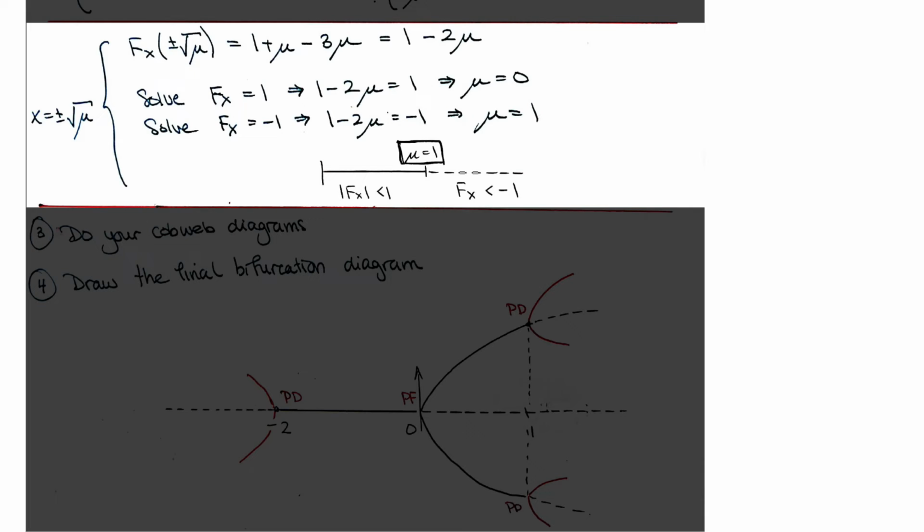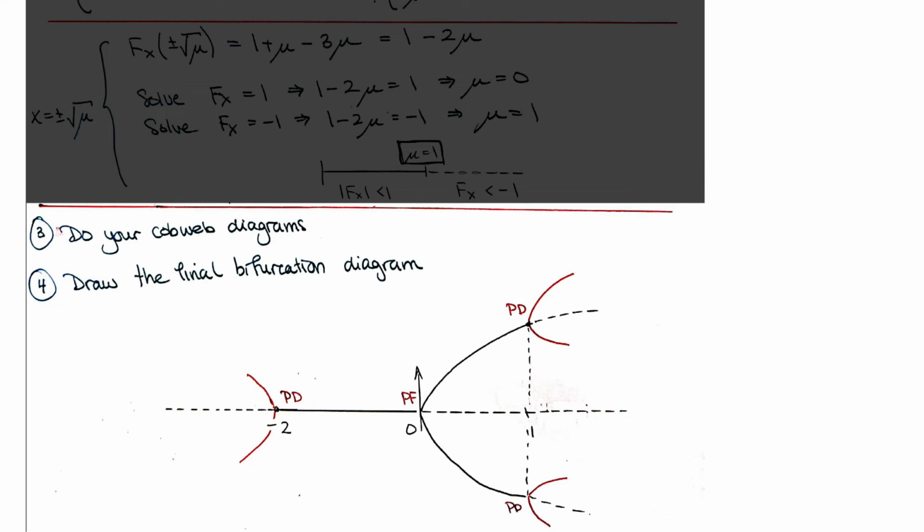Third, you check the derivatives of the other 2 fixed points, and you conclude that from mu is equal to 0 to mu is equal to 1, the solution is stable, but then undergoes a period doubling bifurcation at mu is equal to 1 because f'(x) is equal to minus 1. So now you're ready to do the bifurcation diagram.